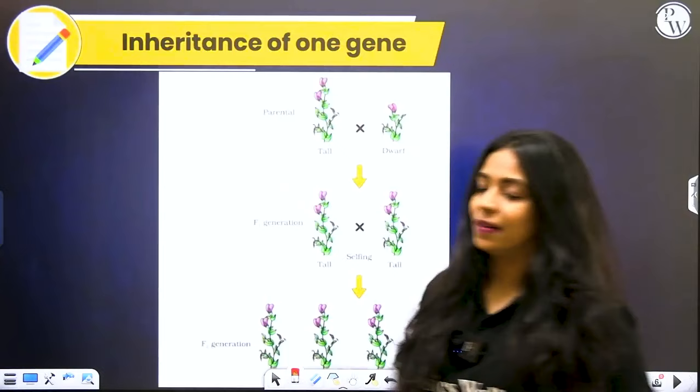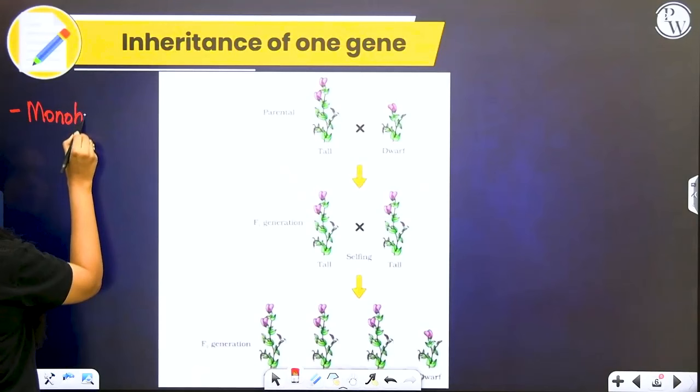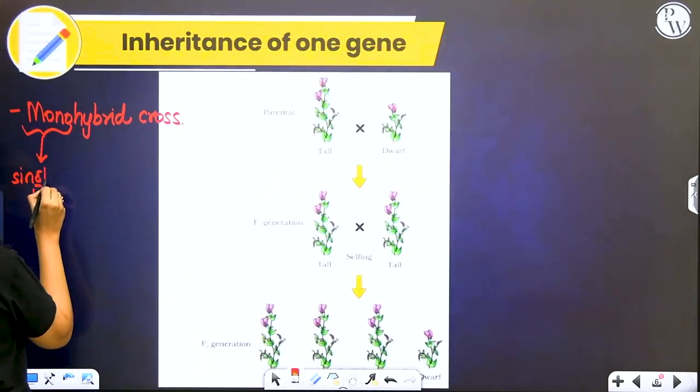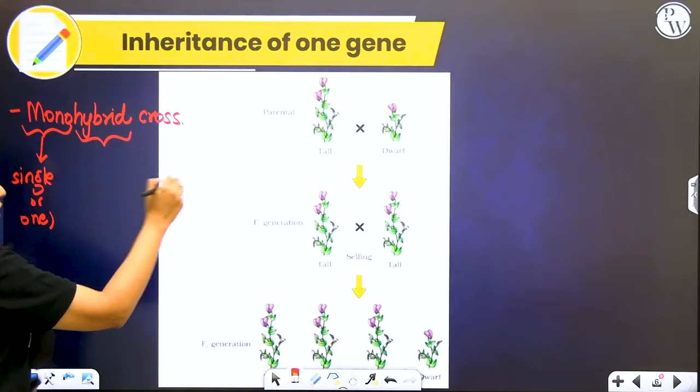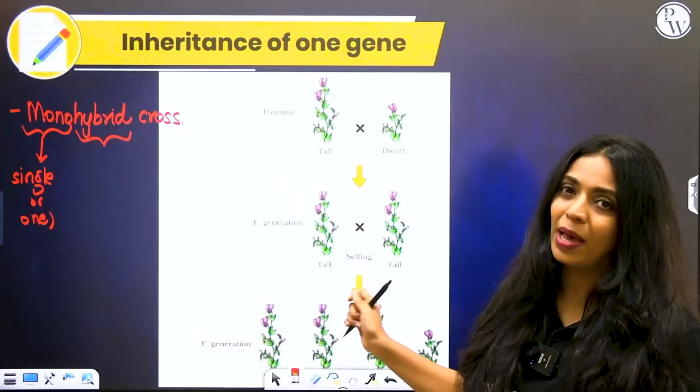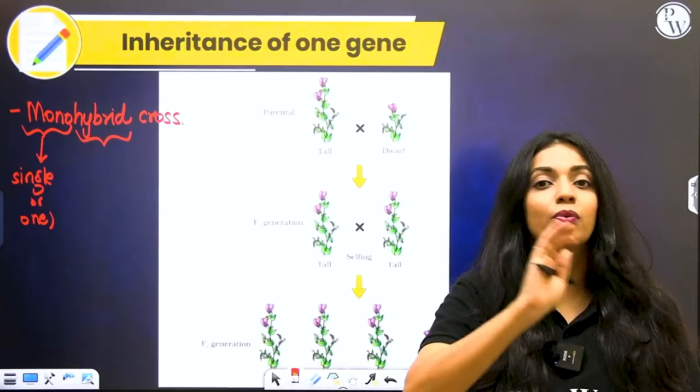Inheritance of one gene. This is also referred to as monohybrid cross. What does mono mean? Mono means single or one, right? Mono means one. Hybrid is when you're performing a hybridization experiment. Over here we're performing artificial hybridization. So this is called monohybrid cross. Why is it called monohybrid? Because while performing a monohybrid cross, you're focusing on one character with two opposing traits.